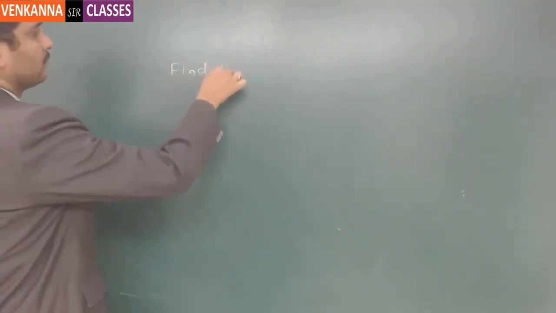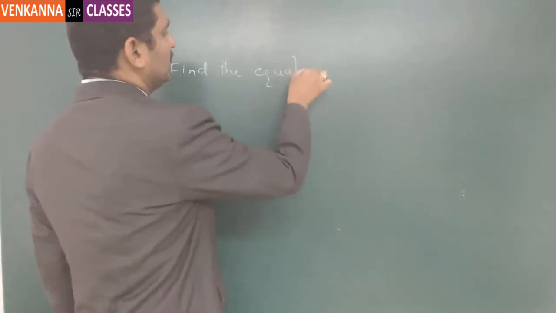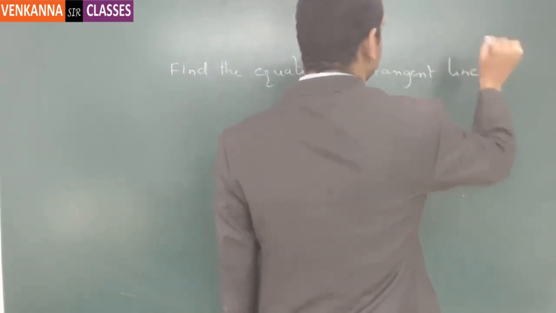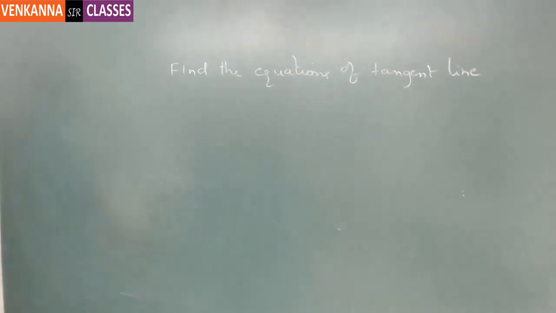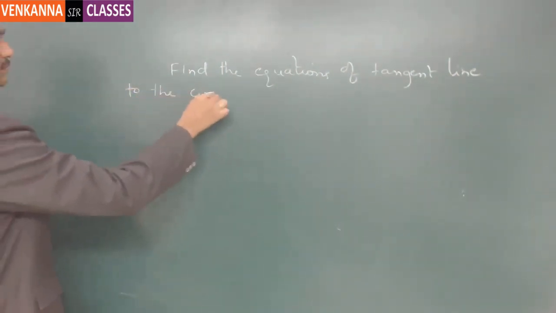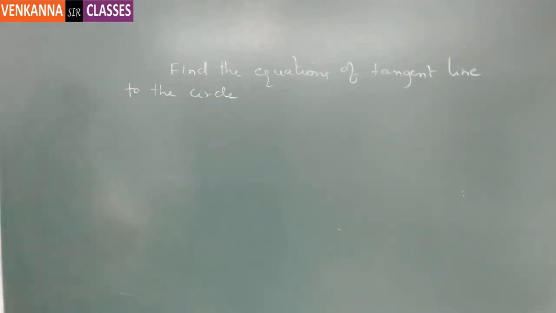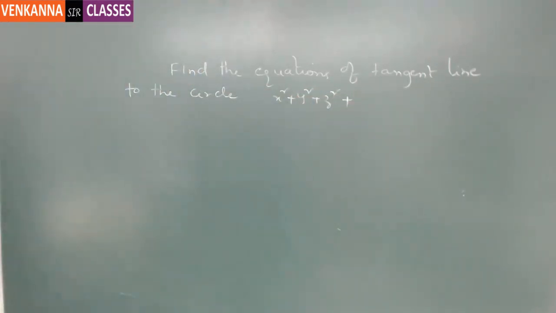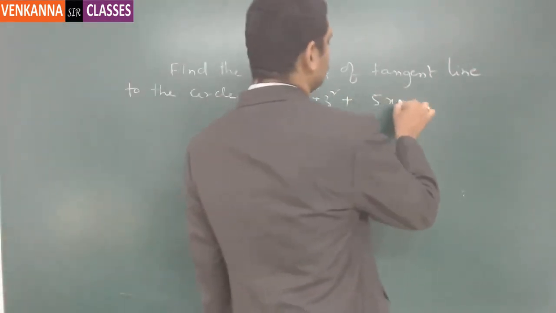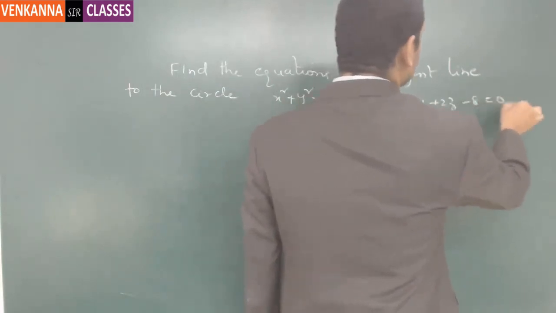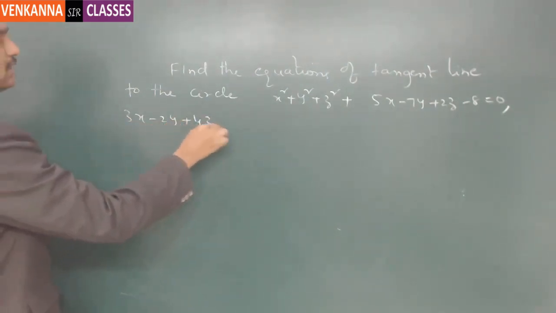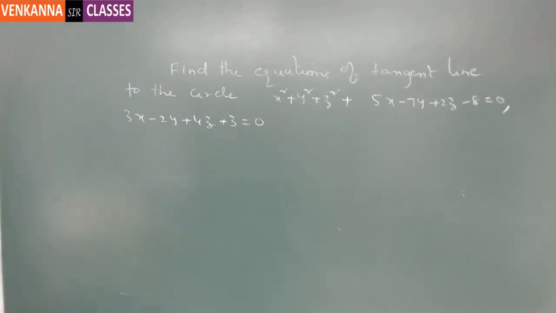The next one is: find the equations of tangent line to the circle x square plus y square plus z square plus 5x minus 7y plus 2z minus 8 equal to 0, 3x minus 2y plus 4z plus 3 equal to 0, at the point.